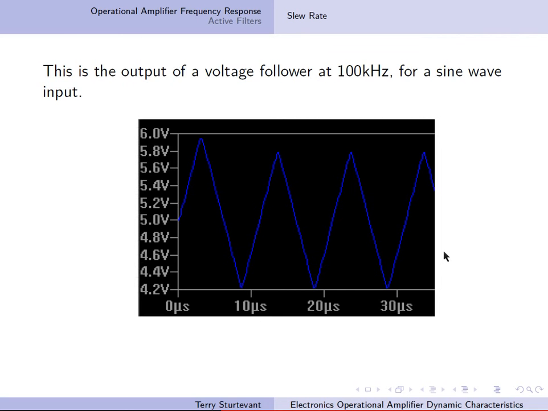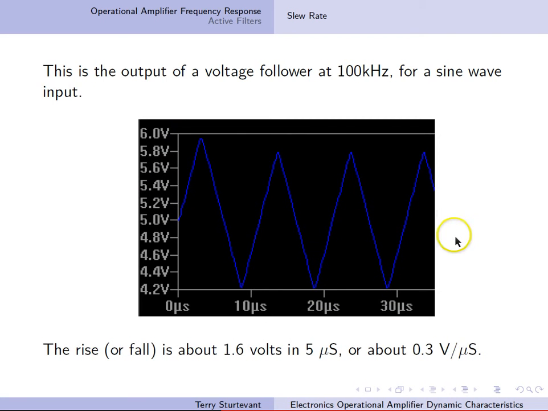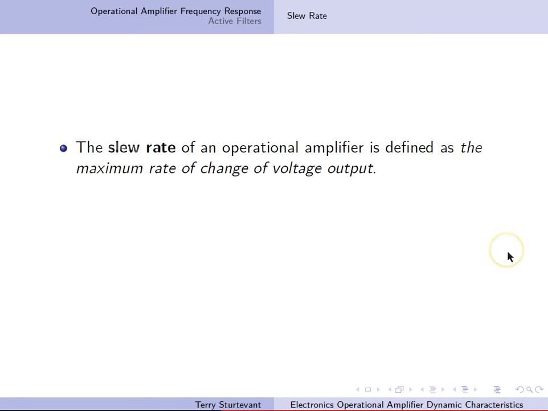So the rate of possible change of the output voltage is referred to as the slew rate. So here's the output of a voltage follower at 100 kilohertz for a sine wave input. You'll see this sawtooth, because basically this sawtooth represents the slew rate of the amplifier. The rise or fall of about 1.6 volts happens in about 5 microseconds, so this gives a slew rate of about 0.3 volts per microsecond. The slew rate is defined as the maximum rate of change of voltage output, and it's usually given in volts per microsecond.